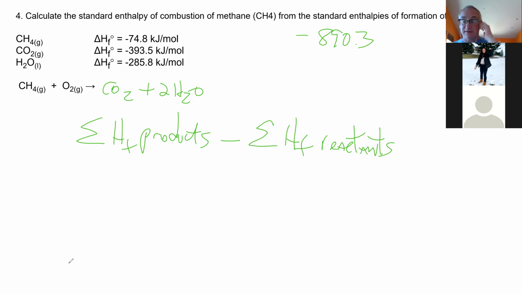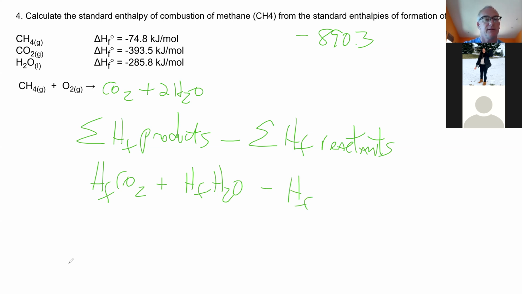So let's just do that and see if we get the same answer. We want the heat of formation of CO2 plus the heat of formation of H2O minus the heat of formation of CH4 minus the heat of formation of oxygen. Here are our two products, and then a negative sign, and these are our two reactants.